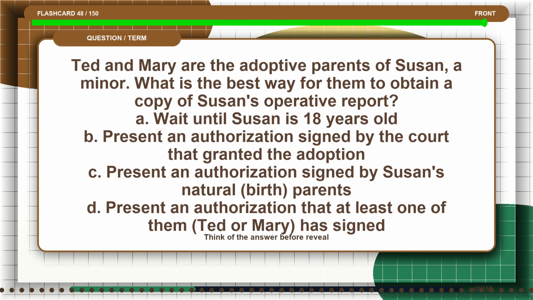Flashcard 48. Ted and Mary are the adoptive parents of Susan, a minor. What is the best way for them to obtain a copy of Susan's operative report? A. Wait until Susan is 18 years old. B. Present an authorization signed by the court that granted the adoption. C. Present an authorization signed by Susan's natural birth parents. D. Present an authorization that at least one of them, Ted or Mary, has signed.